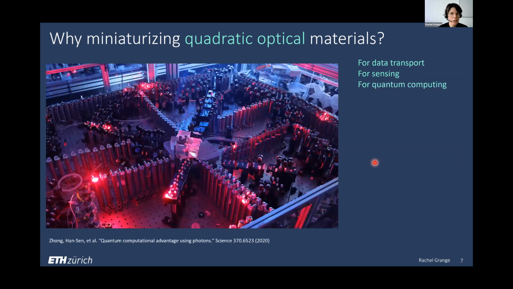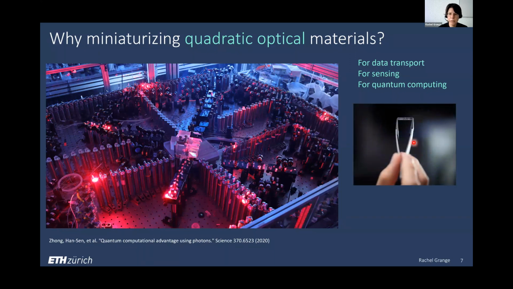Another application would be quantum computing. Here you have an example of a tabletop experiment where quantum computational advantage was demonstrated, but for generating a few tens of photons, you will need sources that are really big, and not even on that part of the experiment. So the idea is to find a material platform which would be able, for instance, to do the photon pair generation on a chip.